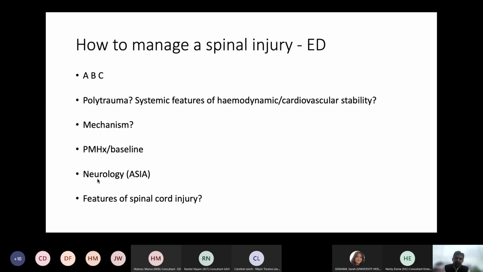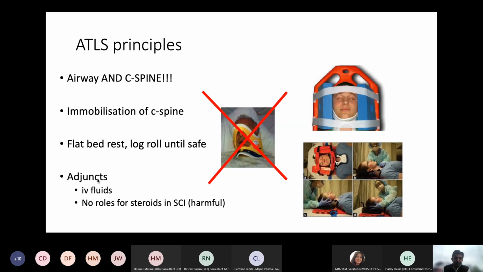Does the patient have a Cushing's response? Do they have bradycardia, hypertension, that sort of thing? Are there features of spinal cord injury? Because management of that extends from just the external orthosis to surgery and things like that.